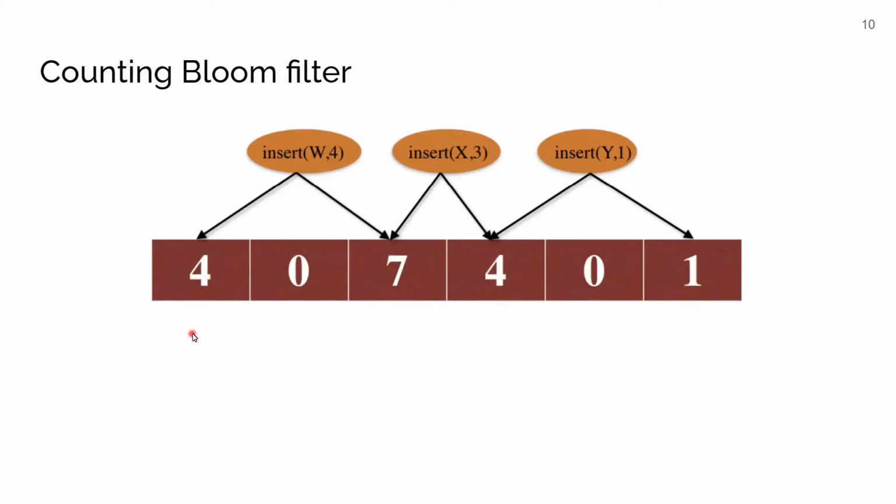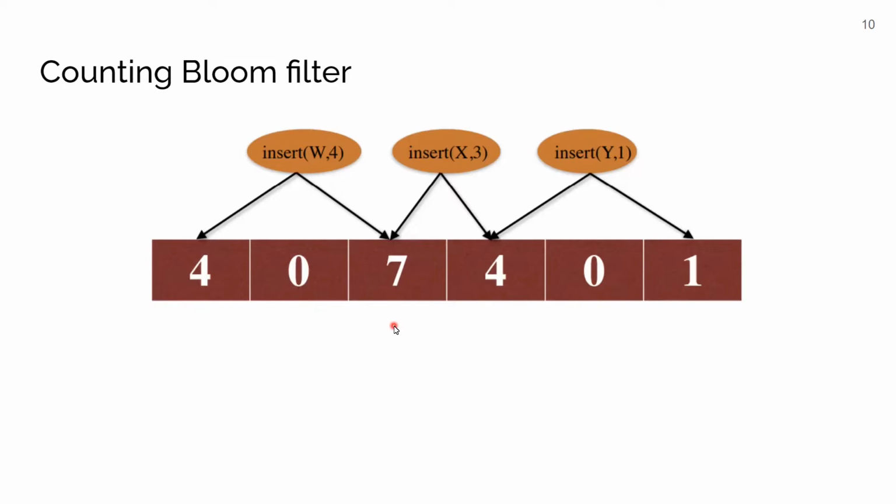Similar to what we saw earlier, when we try to insert W with count 4, the hash function will return 2 positions, and we increment the value at these positions by 4. So this value becomes 4 from 0, and this also becomes 4 from 0.